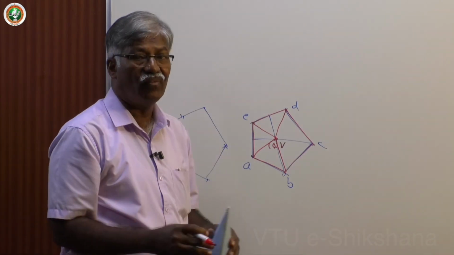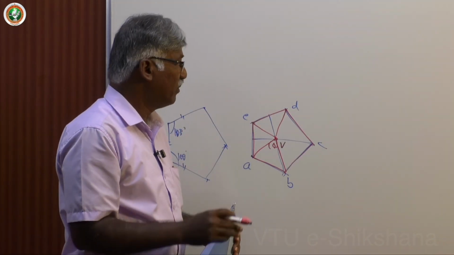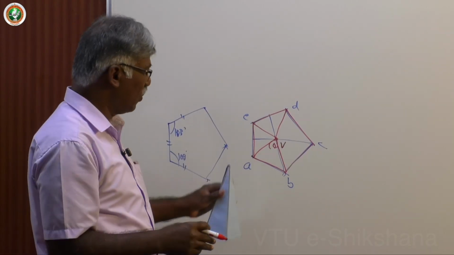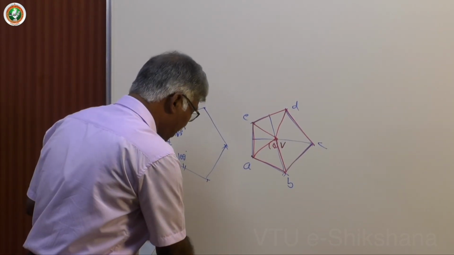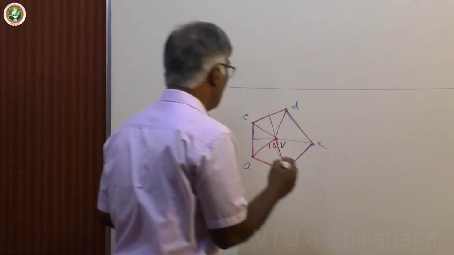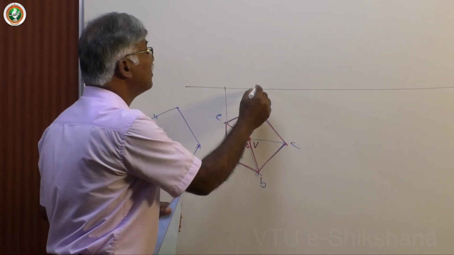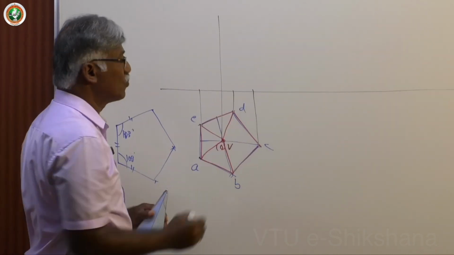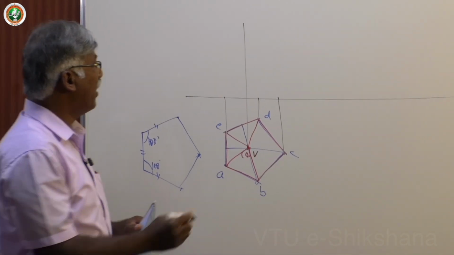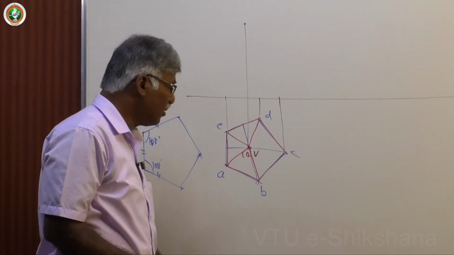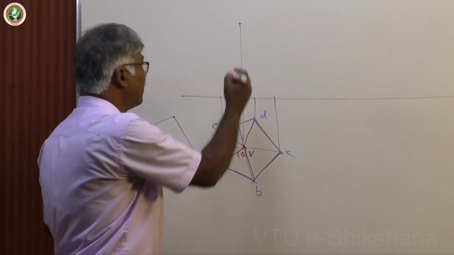Then fix the views, front view and top view, according to the requirement. This is how you have to draw. Now, in this position how to draw the front view? Project all these points and project this also and fix the height 60 mm. Join the apex with all base corners.